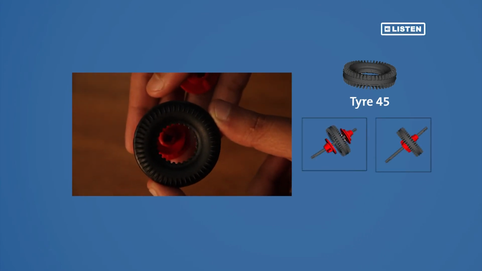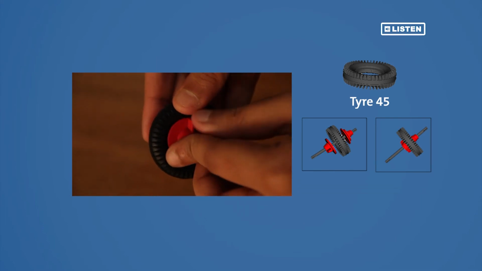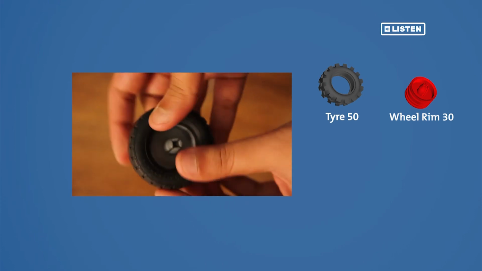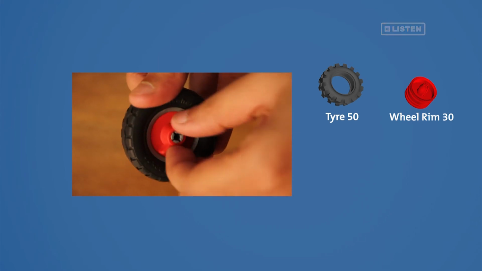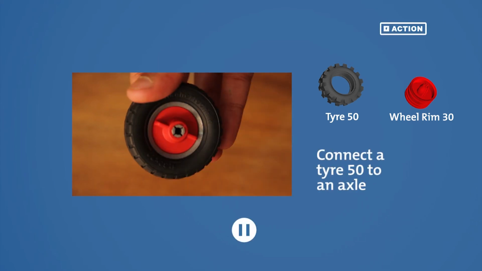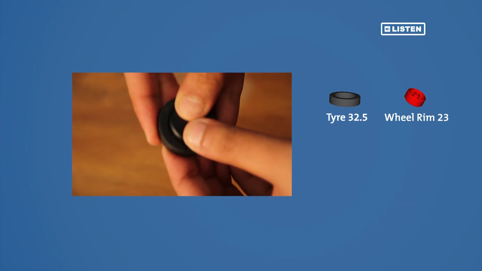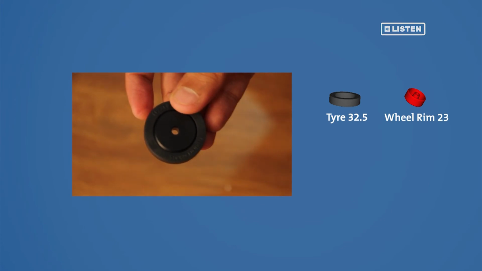Here is how you can connect a Tire 45 to an axle. Can every group connect a Tire 45 to an axle? Here is how you connect a Tire 50 to an axle. Can every group connect a Tire 50 to an axle? And here is how you connect a Tire 32.5 to an axle. Can every group connect a Tire 32.5 to an axle?